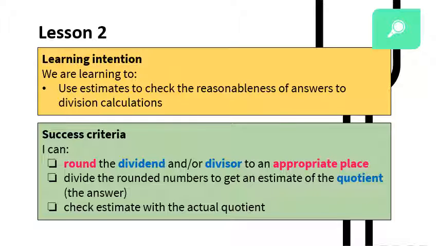Okay, to do this, you'll need to round the dividend and or the divisor to an appropriate place. Now you might be like, what is a dividend? What is a divisor, Mr. Kilpatrick? Why are you trying to confuse me? Okay, so this is mathematical terminology. We'll go through it in a second, but it's really important you get familiar with these terms. I covered them earlier this year, but you might have forgotten. It's been a little while. Then you are dividing the rounded numbers to get an estimate of the answer, which is also known as the quotient. And then you're checking the estimate with the actual quotient or the actual answer.